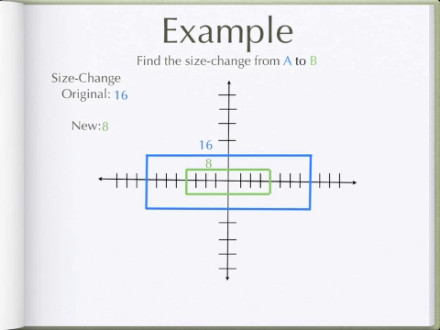So I take my new length and divide that by my original length, which gives me 8/16, which can be reduced to 1/2, because 8 goes into 8 once, and 8 goes into 16 twice. So that gives me my final answer that the size change is 1/2. And now we can plot points, expand or contract figures, and find a scale.